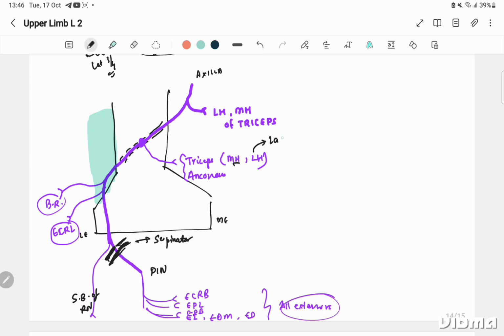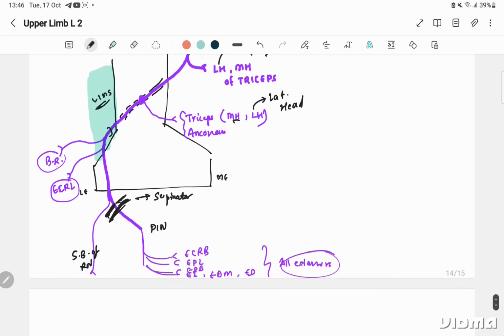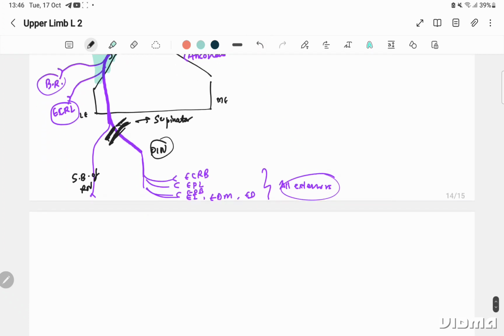This is the lateral head and this is the long head, not longitudinal head. It will pierce the intermuscular septum and come. This is the lateral intermuscular septum, LIMS. Give branch to brachioradialis and ECRL, and the posterior interosseous nerve will give innervation to all the extensor compartment of the forearm, and the superficial branch will give innervation to the dorsal 3/4 of the hand and fingers except the nail beds.